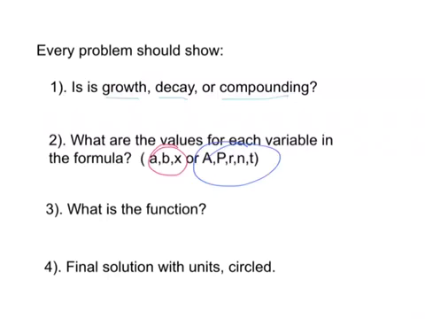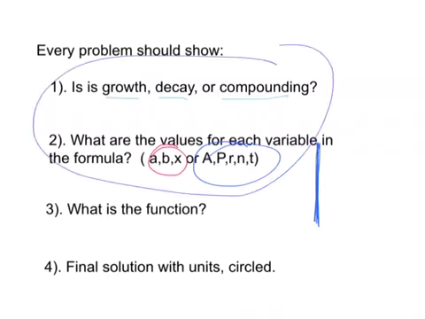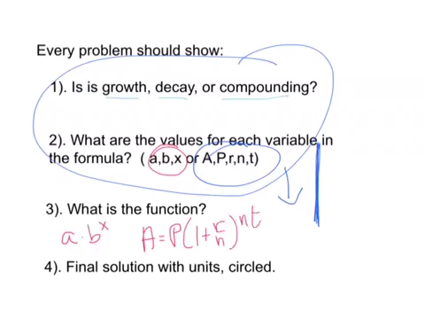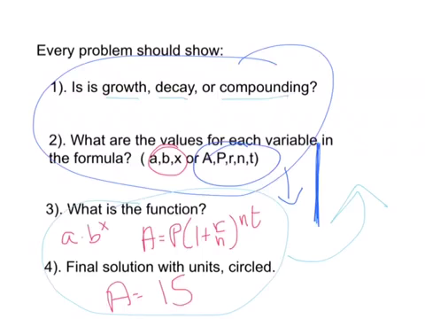After that, you'll once again put a vertical slash through your problem so that all of this information here is on the left-hand side and everything else will be on the right. So what is the function? This would be A times B to the X power, or A equals P times 1 plus R over N to the NT. And then the final solution, so for example, A equals 15, whatever it happens to be, and all of this information should be on the right side of that vertical line, just like we did on the previous problem.